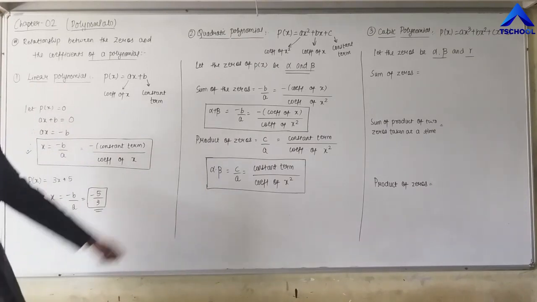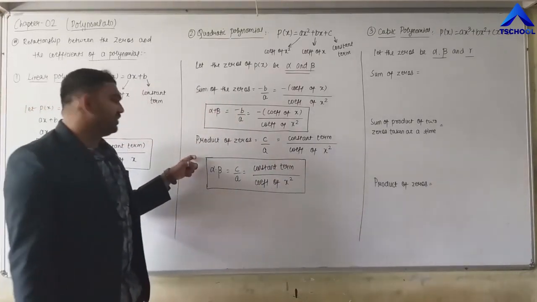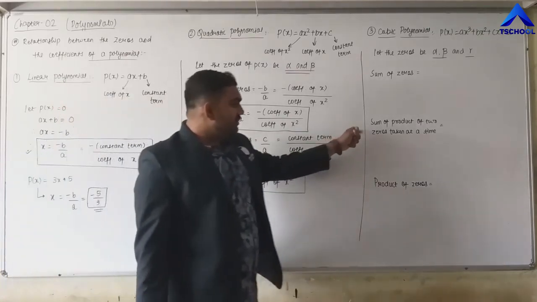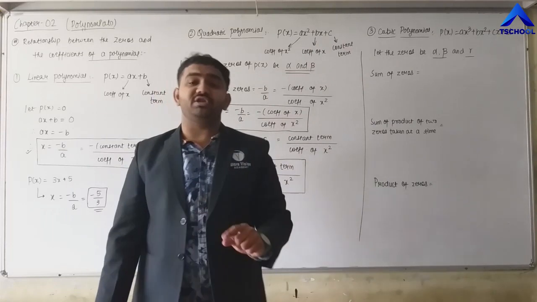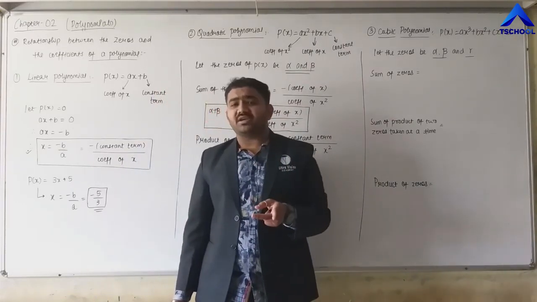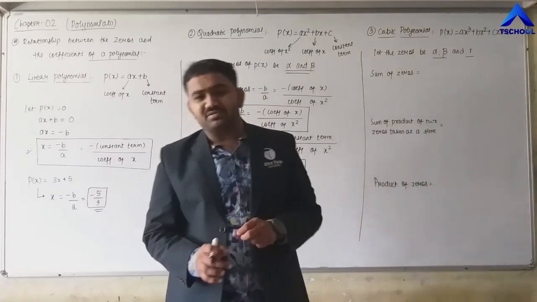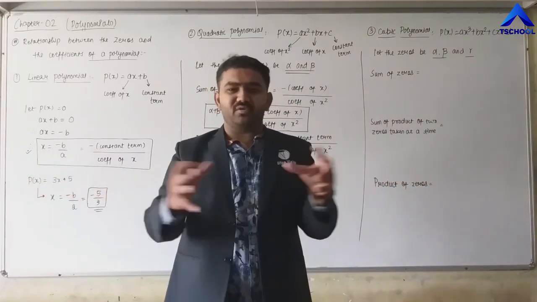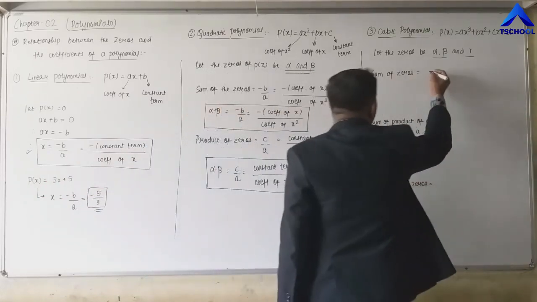The sum of the zeros and the product of the zeros are as we had in the quadratic polynomial. This will be new to you, that is, the sum of the product of two zeros taken at a time. So we are going to take only two zeros at a time and multiply them. Then again we take another two zeros, multiply them, and add all of them. Right?